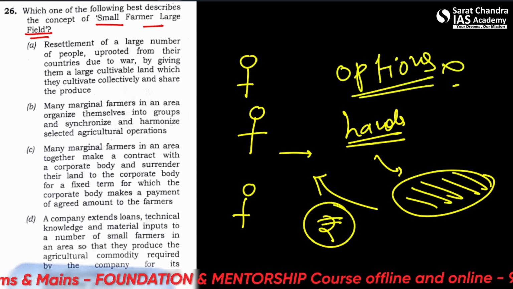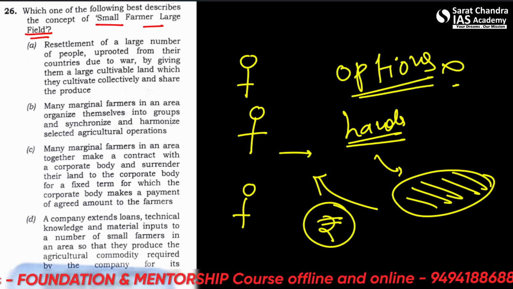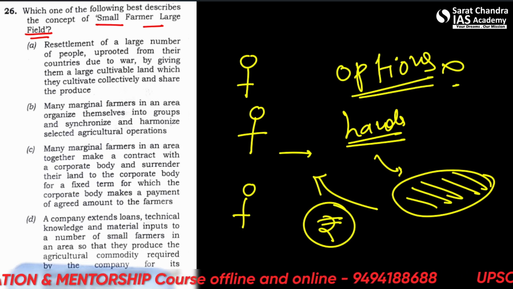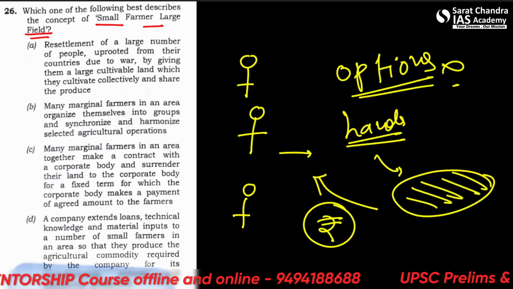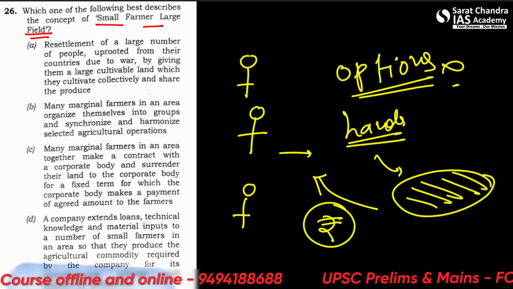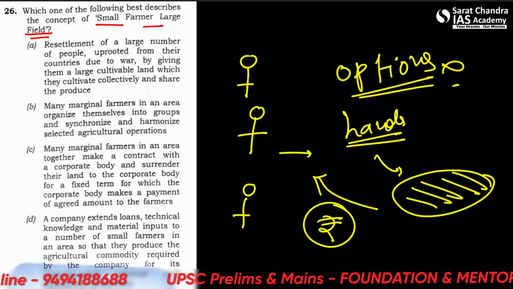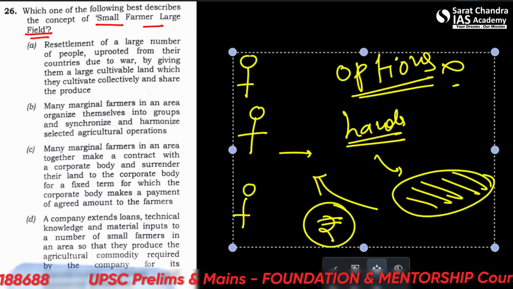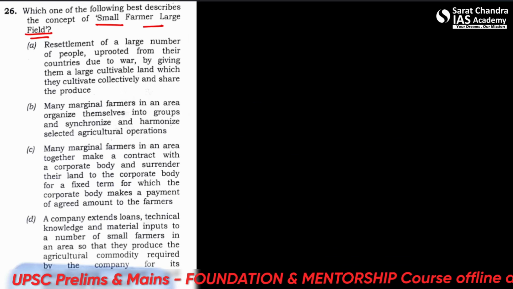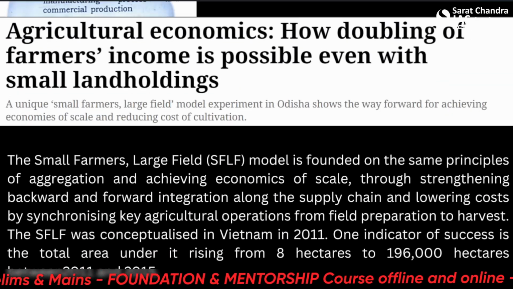Let's come to the fourth one. A company extends loans, technical knowledge and material inputs to a number of small farmers in an area so that they can produce the agricultural commodity required by the company for its manufacturing process and commercial production. So this is also not sitting too well, but let's see what can be the answer. Let's come to this Indian Express news.